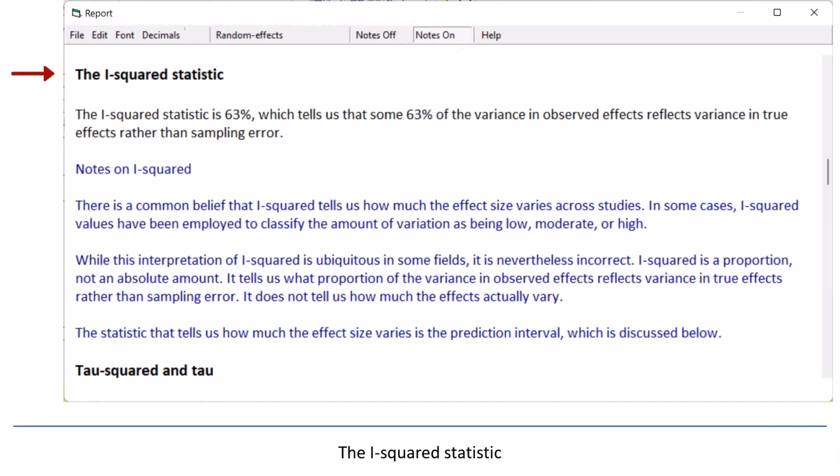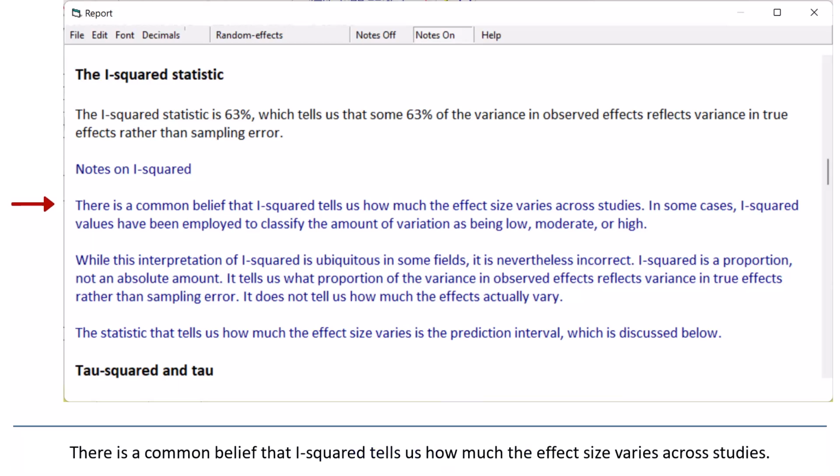The I squared statistic is 63%, which tells us that some 63% of the variance in observed effects reflects variance in true effects rather than sampling error. Notes on I-squared. There's a common belief that I-squared tells us how much the effect size varies across studies.